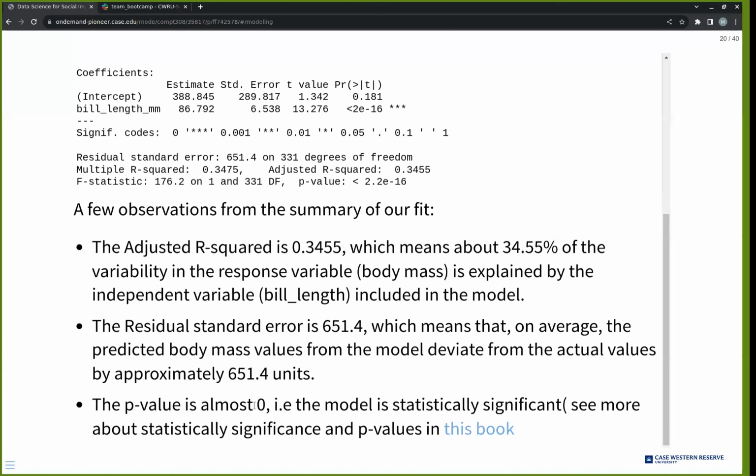And you see the p-value. The p-value is another important thing. It means that the model is statistically significant if the p-value is less than 0.05. And if you want to learn more about statistical significance, p-values and F-statistics, then I would recommend this book that I have attached in this module.